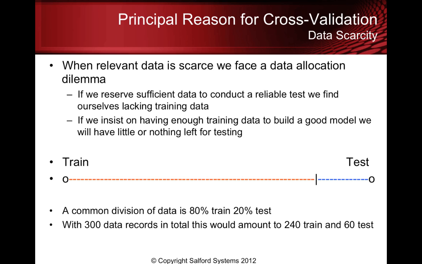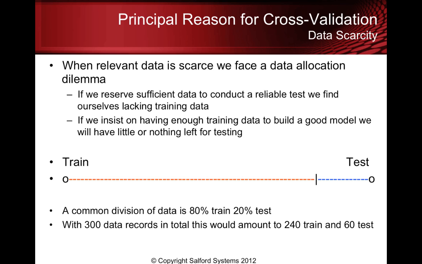When relevant data is scarce, we face a data allocation dilemma. If we reserve sufficient data to conduct a reliable test, we find ourselves lacking training data. If we insist on having enough training data to build a good model, we will have little or nothing left for testing. In this little diagram below, you can see there's an orange and a blue part, and you can imagine that we have a little slider, and we can make the division into train and test however we like. This is on a percentage basis.